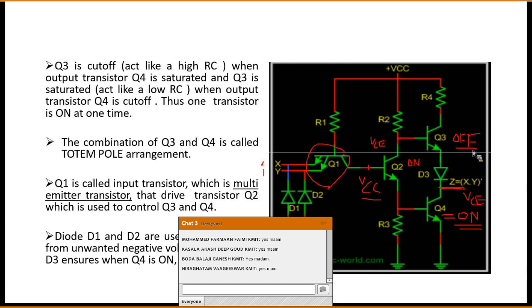If Q3 is off, these are totem pole logic, opposite. If one is off, the other will be on. So Q3 is off means Q4 will be on. If Q4 is on, its collector is very low, that is VCE sat, 0.3. I'll explain the other case, you will be clear. Now I'll give 0 and 0.